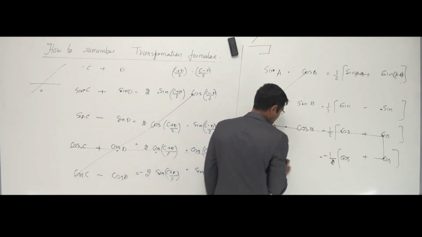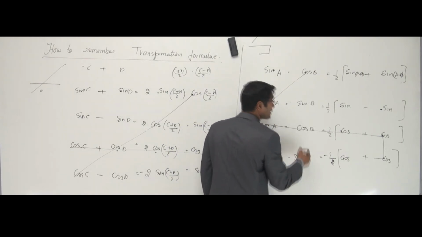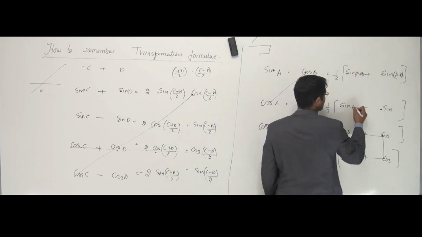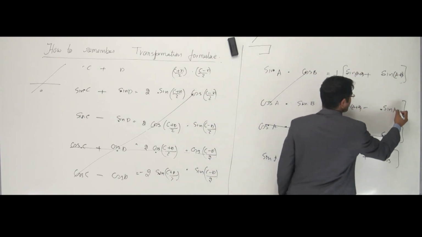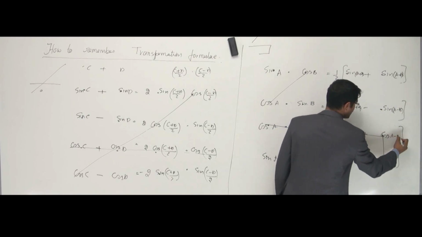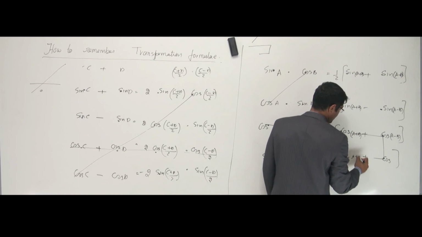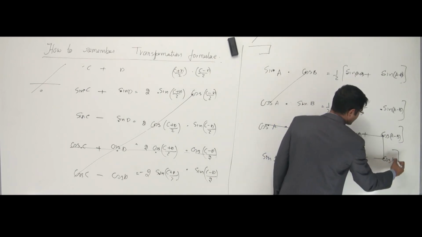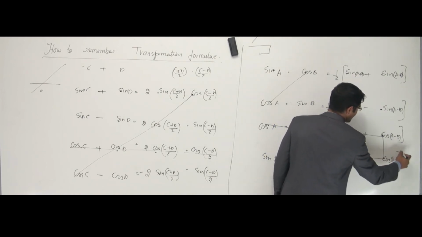So the formulas are simple now. Right? On the right hand side is A plus B, A minus B. So again A plus B. This one is A minus B, A plus B. This one is A minus B, A plus B, and A minus B. That's all about it. So it's a very nice thing.